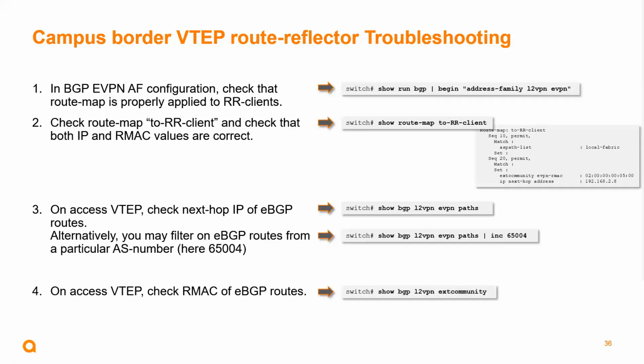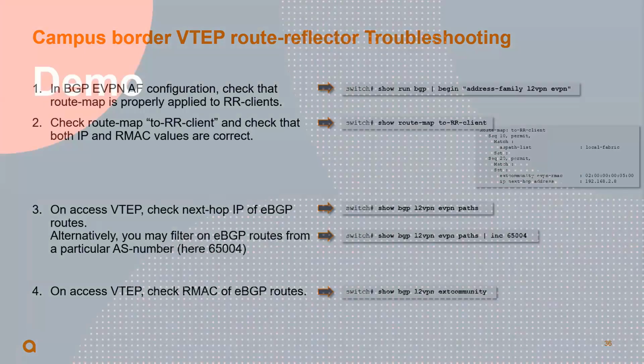So on the access VTEP, you can also check, and this is important, not only the IP, but the router MAC for the layer 3 VNI. Let's dive into a quick demonstration.